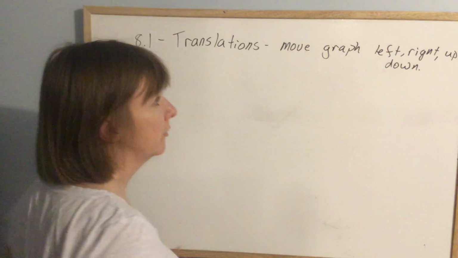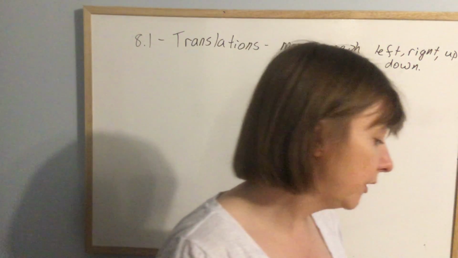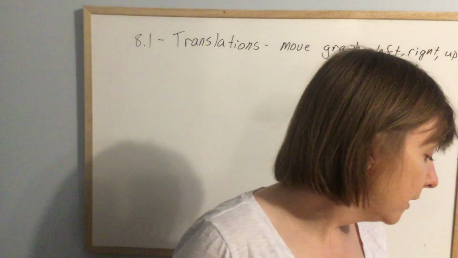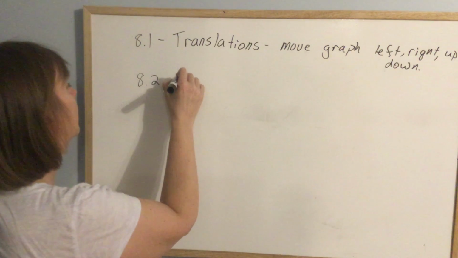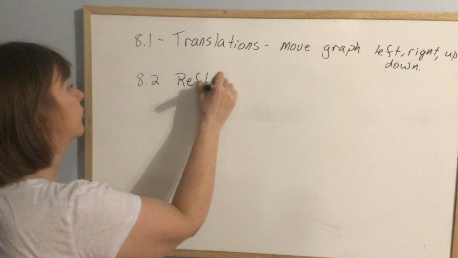So 8.1 is translations, moving the graph left, right, up, down. 8.2 is reflections.